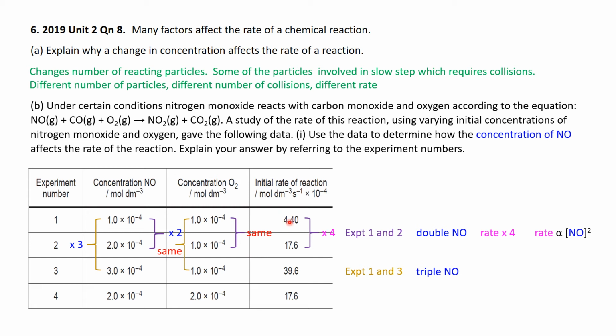And as we look at the rate, we go from 4.4 to 39.6, which is multiplying it by 9. So as we triple, it becomes 9. How do we go from 3 to 9? We square it. So the rate again is proportional to NO squared. So 2 sets of data there tell us that the rate is proportional to the NO concentration squared. Always double check your results if you can.